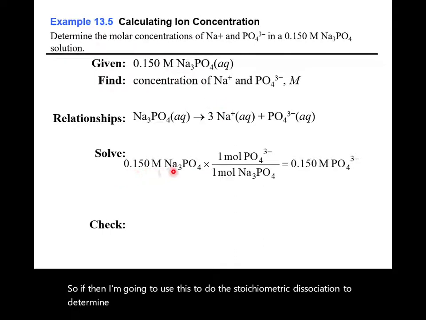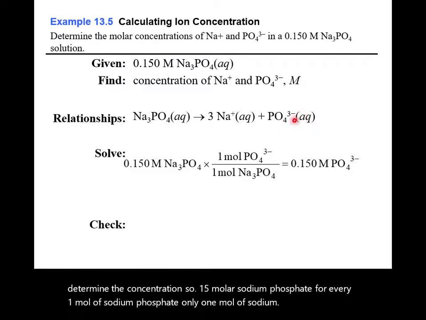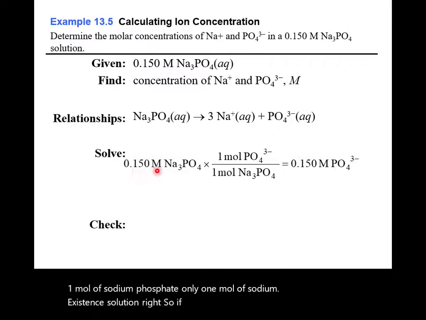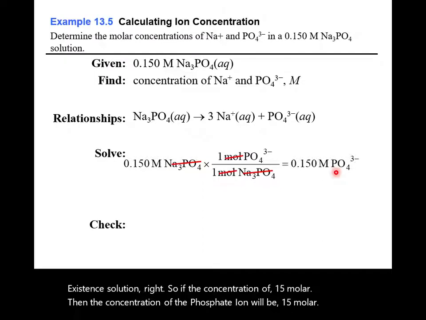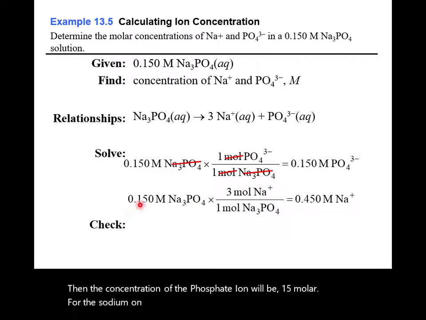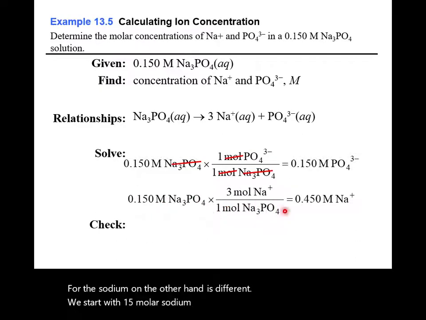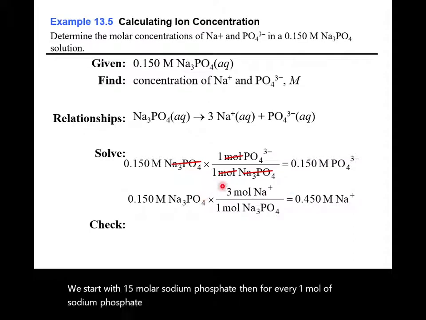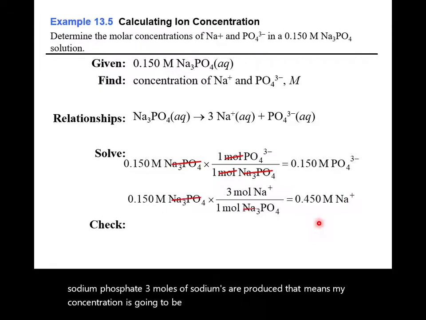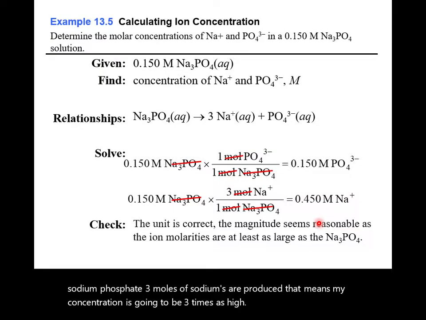So 0.15 molar sodium phosphate. For every 1 mole of sodium phosphate, only 1 mole of phosphate exists in solution, right? So if the concentration is 0.15 molar, then the concentration of the phosphate ion will be 0.15 molar. For the sodium, on the other hand, it is different. We start with 0.15 molar sodium phosphate. Then for every 1 mole of sodium phosphate, 3 moles of sodium are produced. That means my concentration is going to be 3 times as high. All right? All right, try the following.